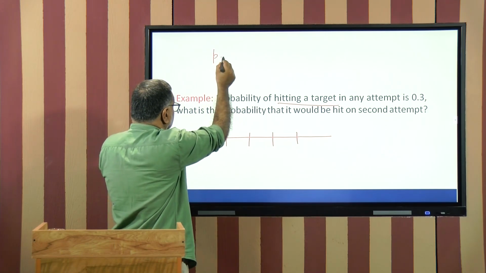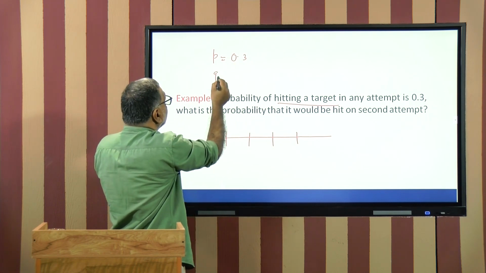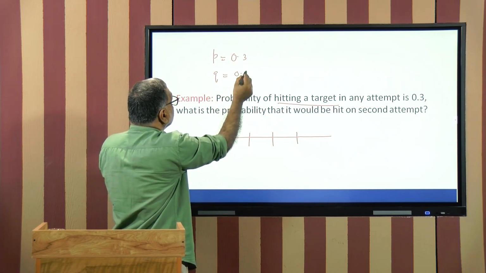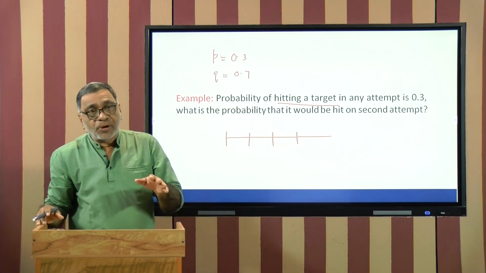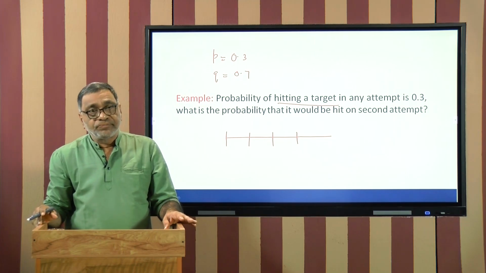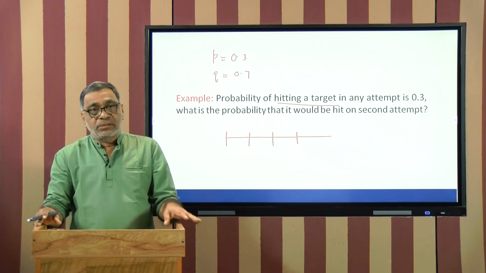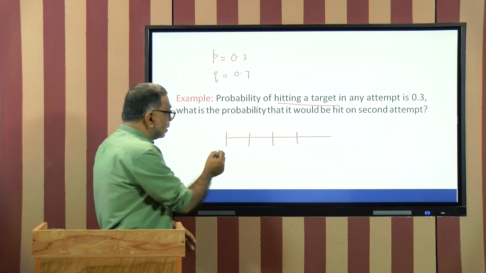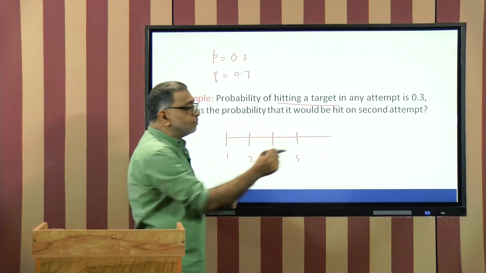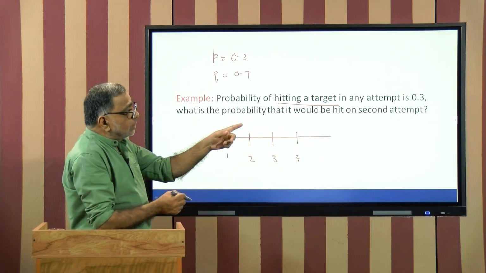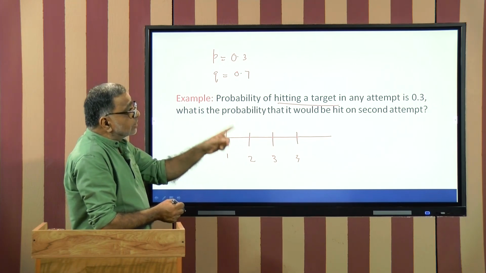So, the probability of hitting the target is 0.3, you are given, and of course, the probability of not hitting the target is 0.7. So, it is a Bernoulli sequence with the probability of success 0.3, and we are performing the experiment until we hit the target. So, the first trial, second trial, third trial, fourth trial, etc. And the question here is, what would be the probability that the target is hit on the second attempt?